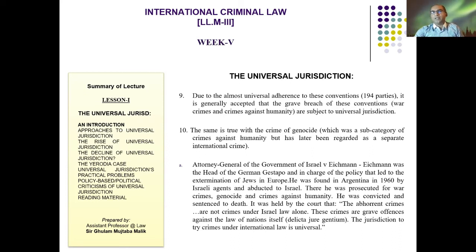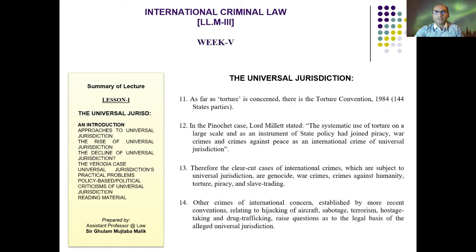So, this is one of the good cases, Israel versus Eichmann, regarding the understanding of the universality of jurisdiction, which can be determined. This case will give you a broad picture in order to understand this point regarding jurisdiction. The 11th principle is that, as far as torture is concerned, there is the Torture Convention of 1984, and there are 144 states who are signatories of this convention, and torture is one of the recognized crimes of a universal nature.